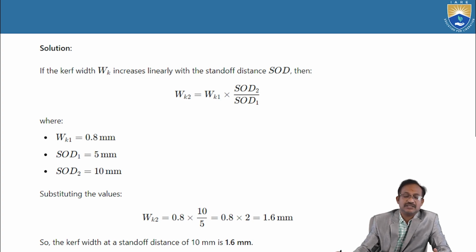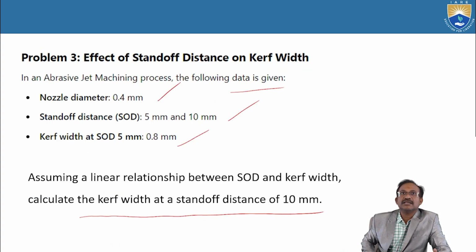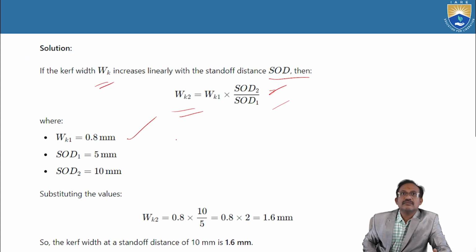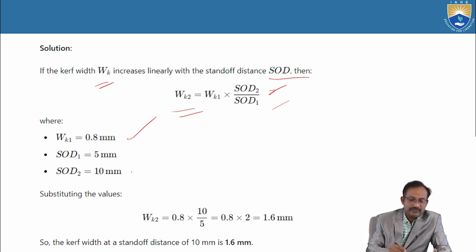Solution: if the kerf width WK increases linearly with standoff distance SOD, then WK2 is equal to WK1 into SOD2 by SOD1, SOD of second one to SOD of first one, where WK1 equal to 0.8 mm is given. See here, 0.8 mm. SOD1 is 5 mm, that is given. This one is SOD2, 10 mm.